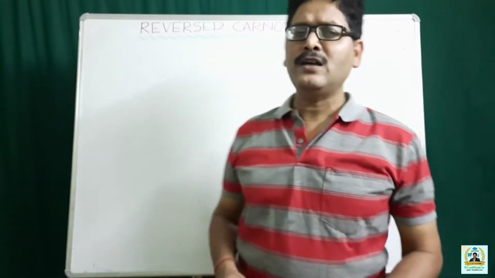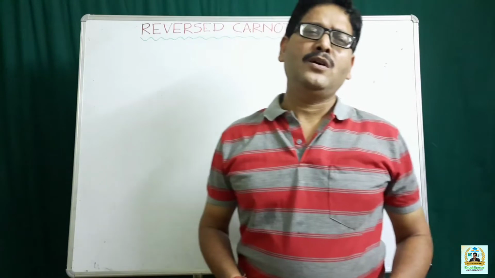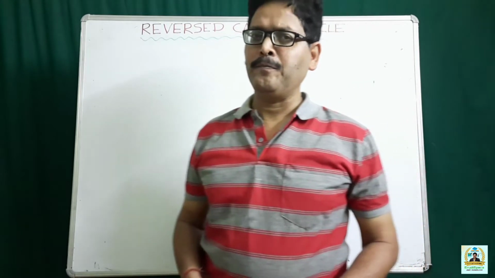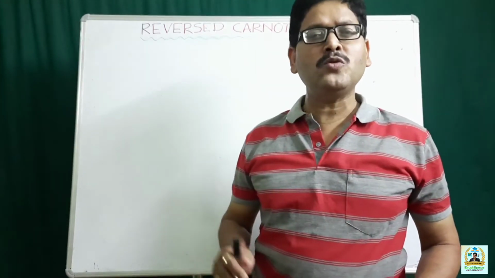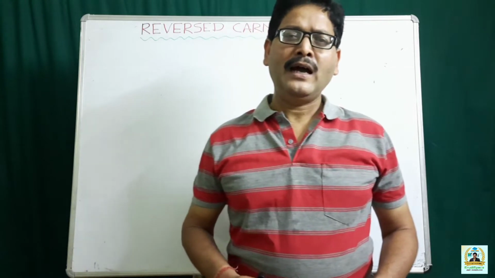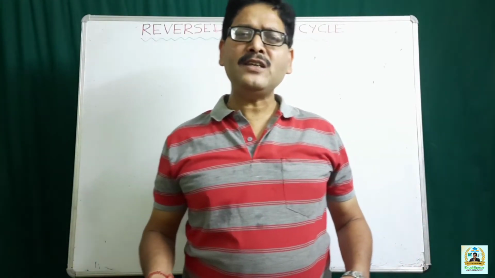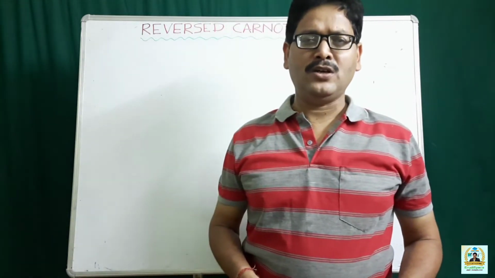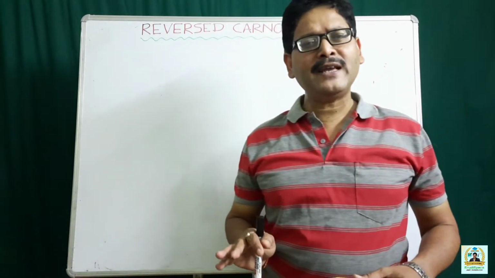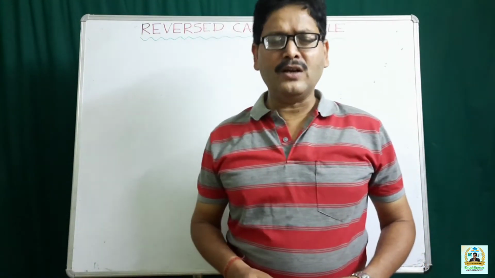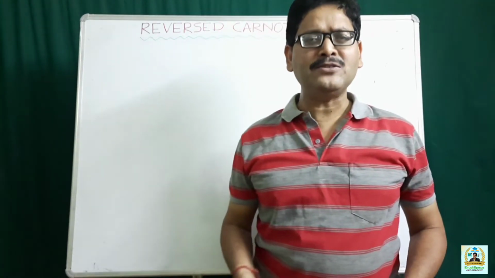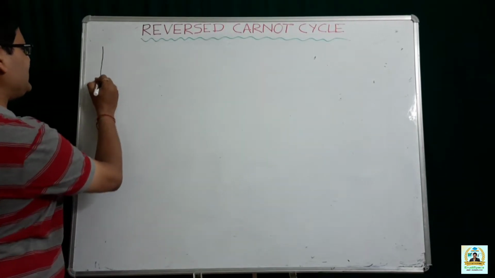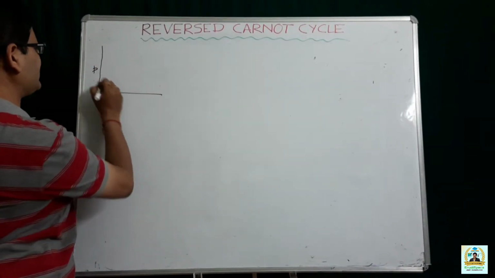So before discussing the reversed Carnot cycle, we should know what the function of a heat pump is and what the function of a refrigerator is. The function of a heat pump is to maintain a body at a temperature higher than the atmospheric temperature. And the function of a refrigerator is to maintain a body at a temperature lower than the atmospheric temperature. But the cycle of operation is the same for both heat pump as well as refrigerator. Now, we will consider the PV and TS diagram of the reversed Carnot cycle.